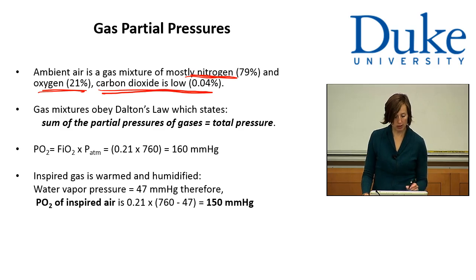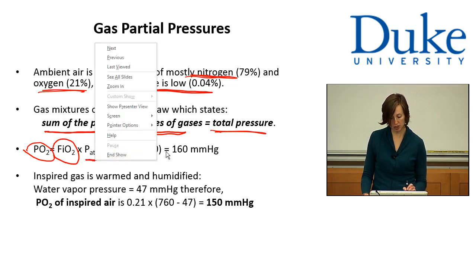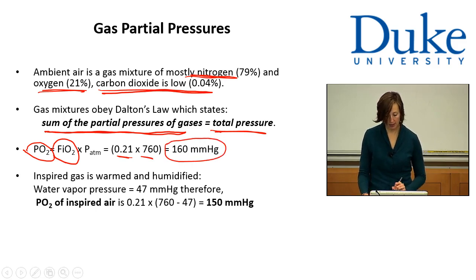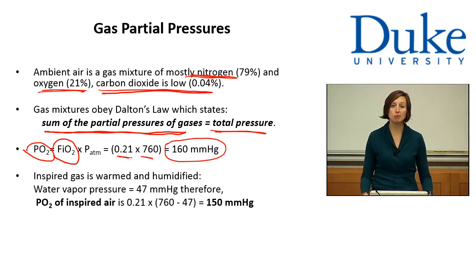We also know that the total pressure is going to be made up of the sum of the partial pressures of the gases, and that means that the pressure of oxygen is going to be equal to the fraction of inspired air that's oxygen times the atmospheric pressure. So since oxygen's 21% of the atmosphere and the atmospheric pressure is 760, that means in the normal air that we're breathing, the pressure of oxygen is 160 millimeters of mercury.